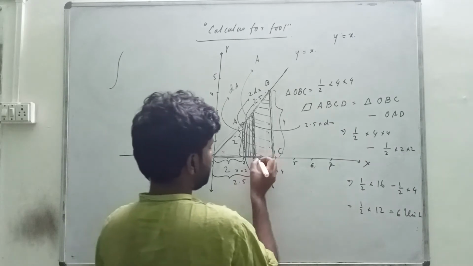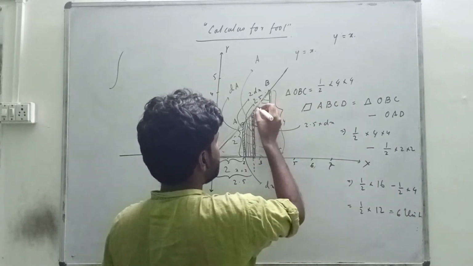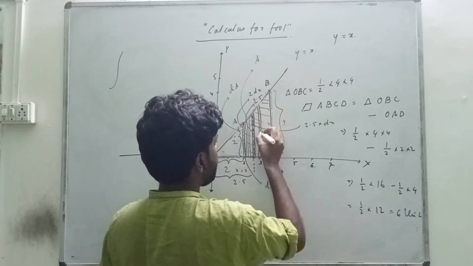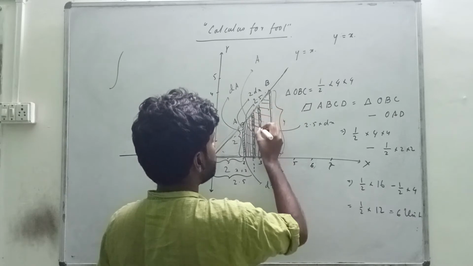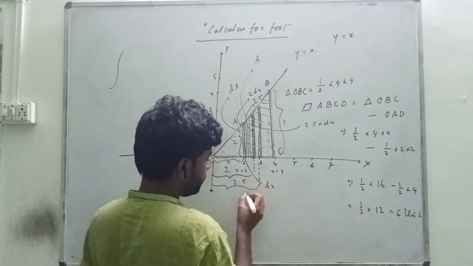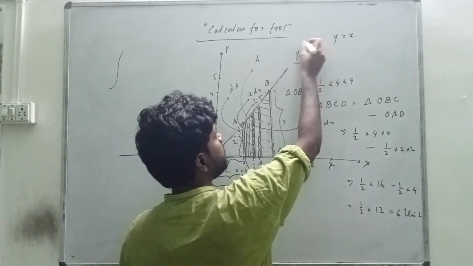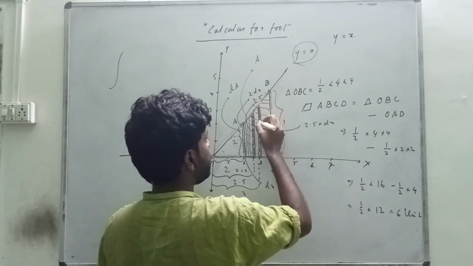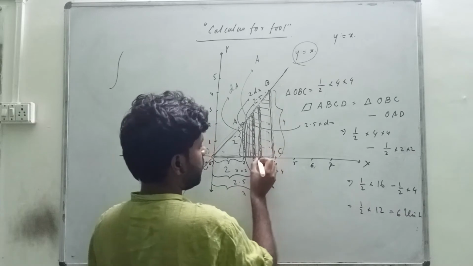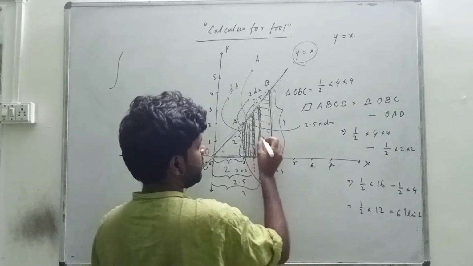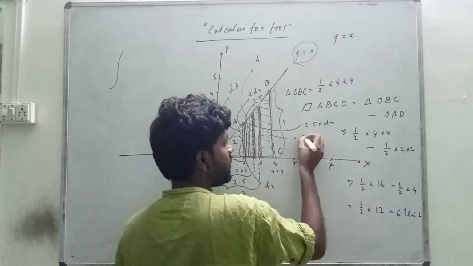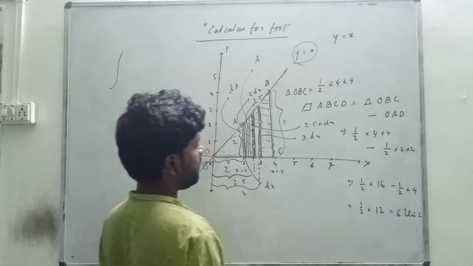Then from 3, if you introduce a very small area at 3 here, so if x equals 3, then according to the relationship y equals x, the height is y equals 3, right? The base is obviously dx, and then the area of this very small chunk is equal to 3 dx, right?